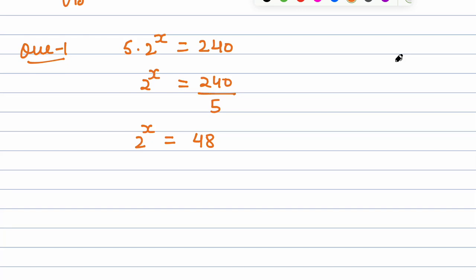Now 48 is not 2 to the power of any whole number. So how do we calculate the value of x? Here log comes. Before applying the rule, let's understand one property of exponents. Suppose I have 2 to the power x equal to 2 to the power 6. There is an equal sign in between, and on both sides our base is the same, which is 2. So I can say x is equal to 6.